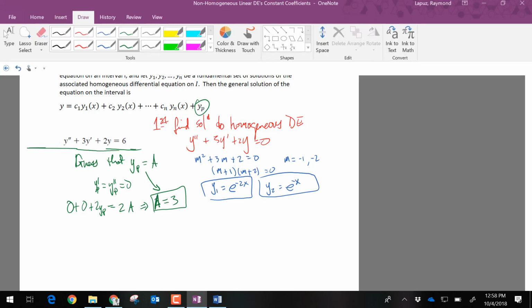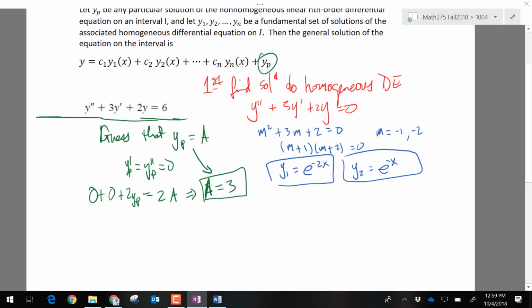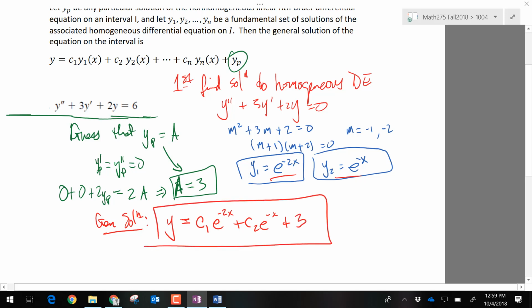So anyways, to actually wrap this up and come up with a final answer, our general solution for the non-homogeneous differential equation is a linear combination of y1 and y2 plus the y sub p that we just got, which is A, which is 3. So our general solution for the whole thing is going to be y is equal to C1 e to the negative 2x plus C2 e to the negative x plus y sub p, which is 3. And then this is your answer. And we haven't been doing this, but ideally you would take a couple of derivatives and put it back into the original differential equation to check to make sure that you're getting the right answer.